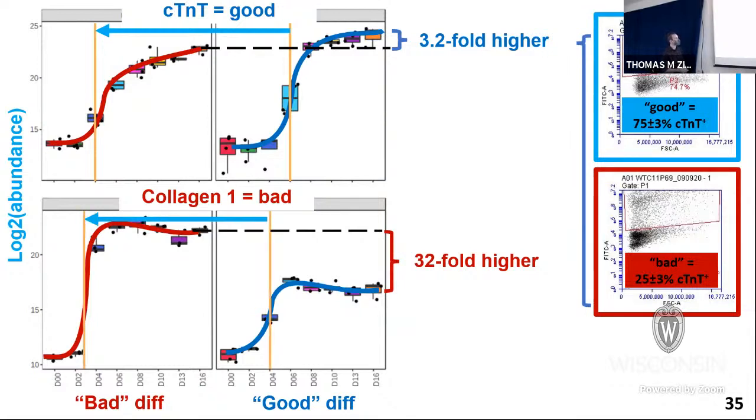Collagen 1 is a very similar story. It starts to turn on earlier in the bad differentiation versus the good differentiation, suggesting there could potentially be some temporal deficits in the differentiation, or signaling cascades occurring earlier in a bad versus a good that could be leading to some of this aberrant signaling and aberrant differentiation.